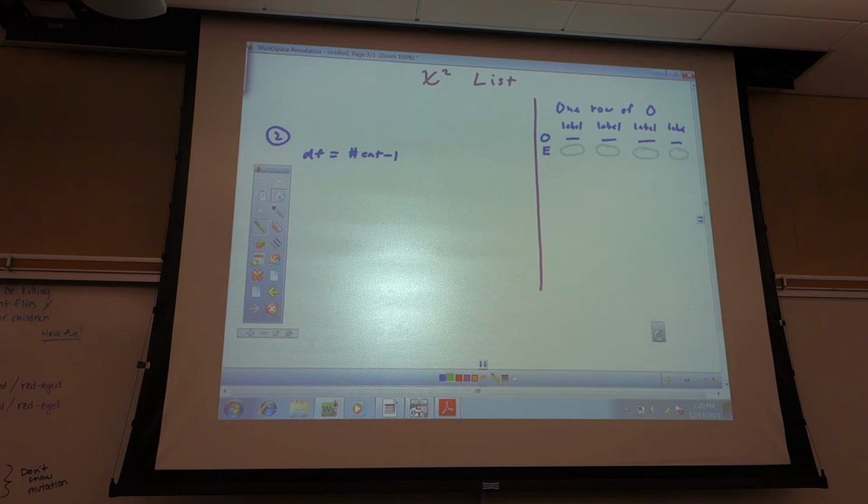Wait, shouldn't it be categories minus 1? That's for a matrix. This is just your observed, just that. Right, and then you find the expecteds. Where do you find your chi-square from? Where do you find your critical value from?